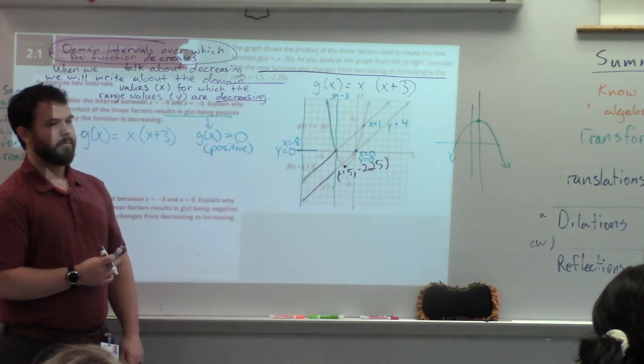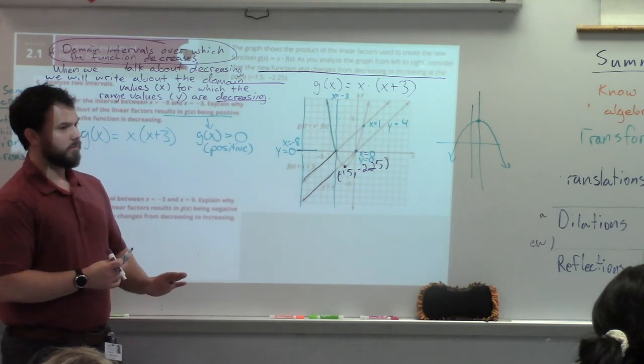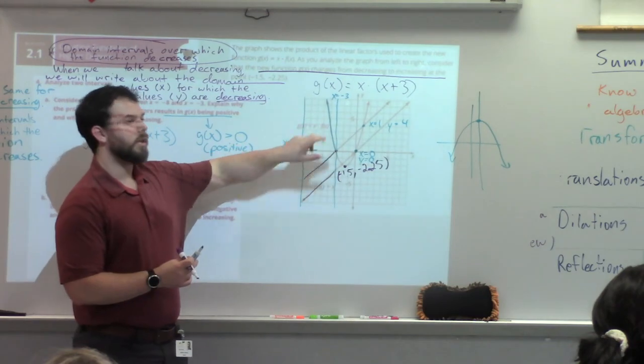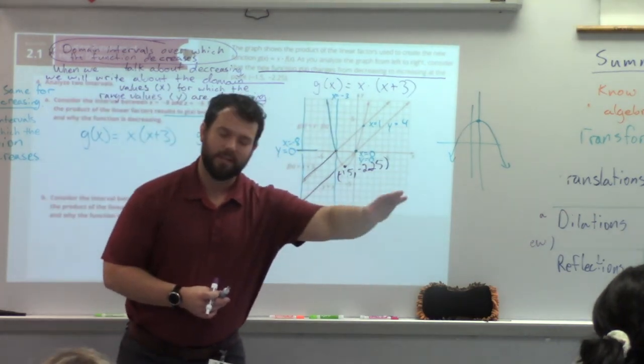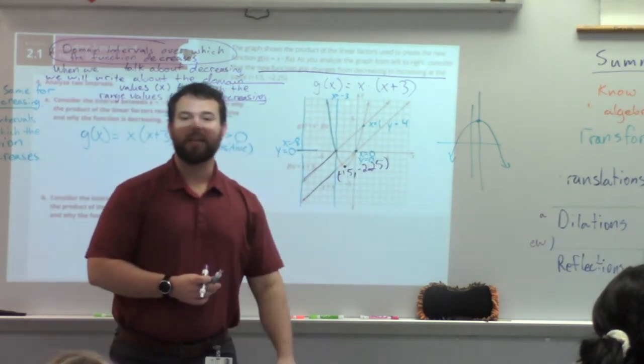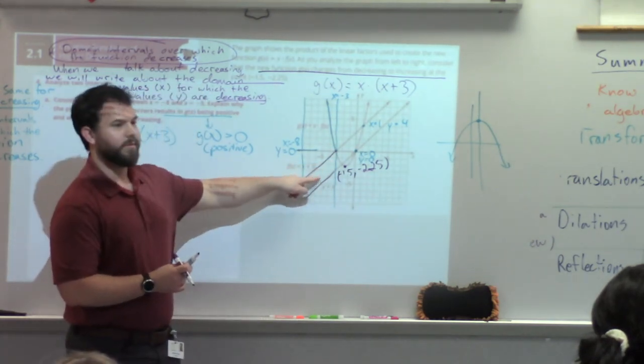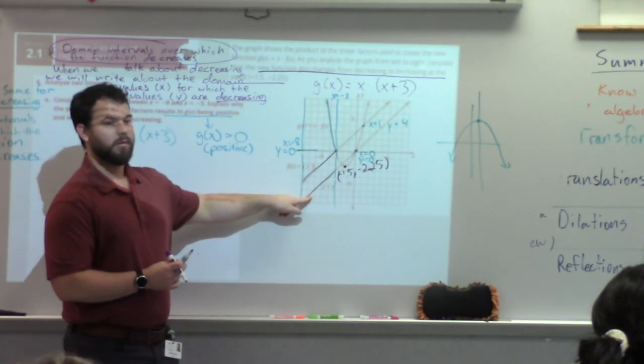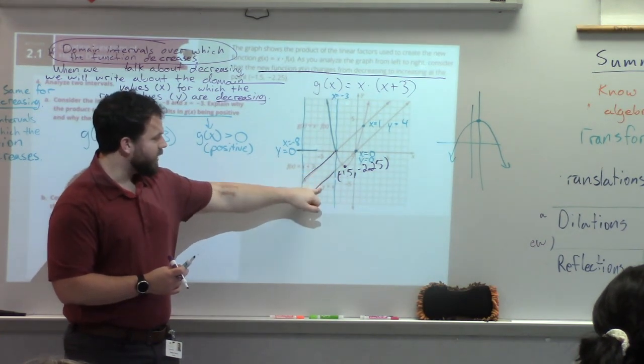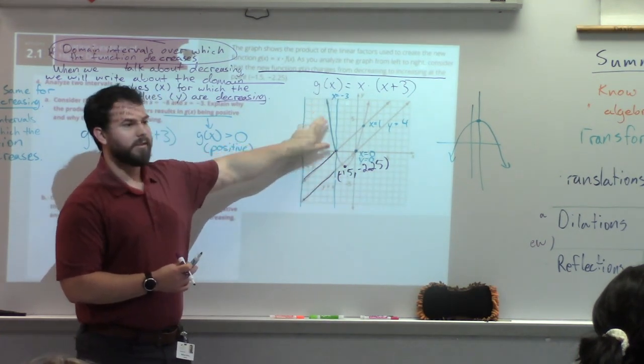Think about this. A negative times a negative. Say it. A negative times a negative creates a what? A positive. So both of these are negative, right? So that negative times this negative created a positive.